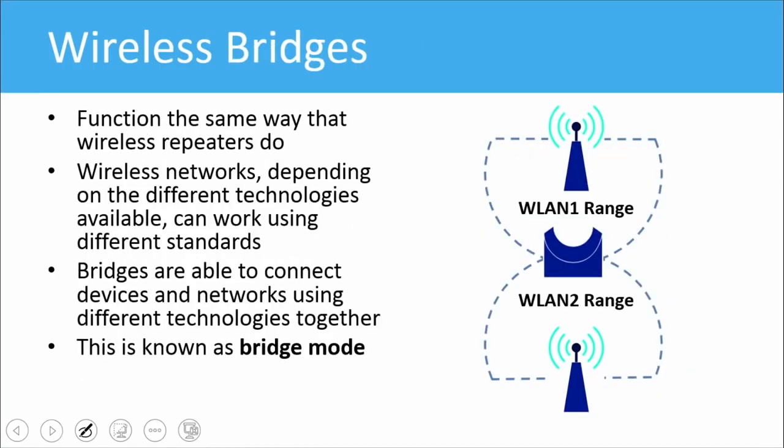Next, bridges. Bridges function in a very similar way to repeaters. Bridges sit in between two different wireless local area networks though. And what they do, just like bridges in real life that connect two different sides of a ridge or maybe a gully or something along those lines, is they bridge those two networks together and connect them together. This is known as bridge mode.